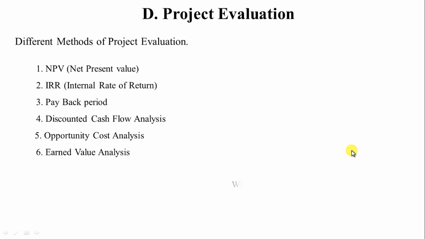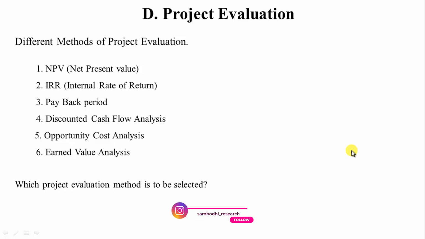Okay. Now, I believe you will have a question in mind: which project evaluation method is to be selected? Understand that every project evaluation technique serves a different purpose, and therefore it is important to select the method for the evaluation according to the needs of the organization, according to the intention for taking up that particular project.